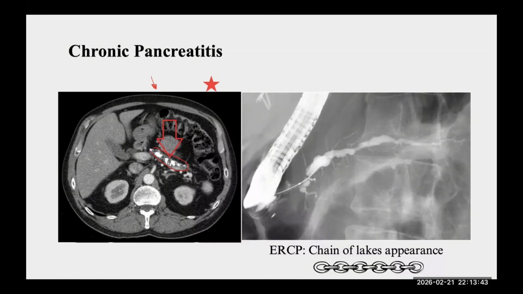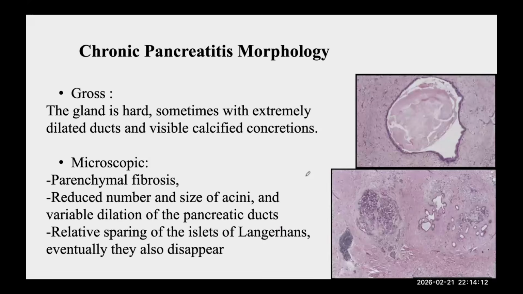Now, if you do perform ERCP in someone with chronic pancreatitis, you're going to see the chain of lakes appearance. Basically, it's the pancreatic duct, and then you're going to see areas of dilation and then narrowing, and then dilation, narrowing, and then dilation, narrowing. And the reason is the pancreas becomes highly calcified, fibrotic. So the pancreatic duct will be compressed in certain areas, and then the area before it will be dilated. So it'll be narrowing and dilation, narrowing and dilation. So this is another characteristic finding on ERCP for chronic pancreatitis.